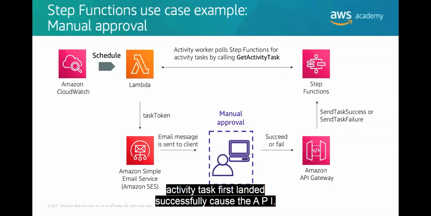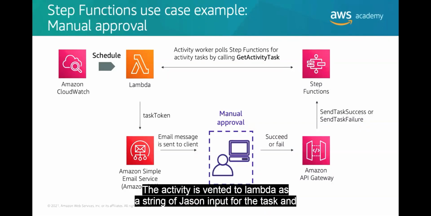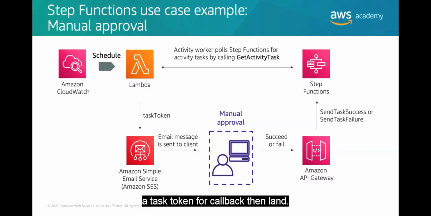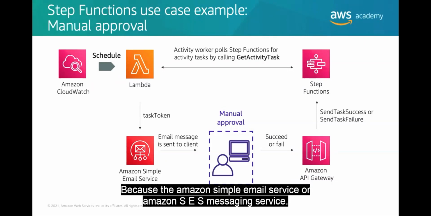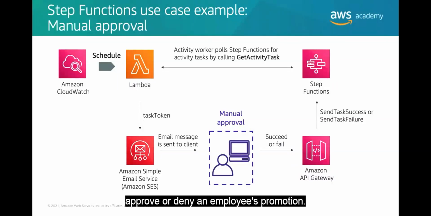First, Lambda successfully calls the API action. Next, the activity is vended to Lambda as a string of JSON input for the task and a task token for callback. Then, Lambda calls the Amazon Simple Email Service, or Amazon SES messaging service. The messaging service sends an email notification to a manager to either approve or deny an employee's promotion.